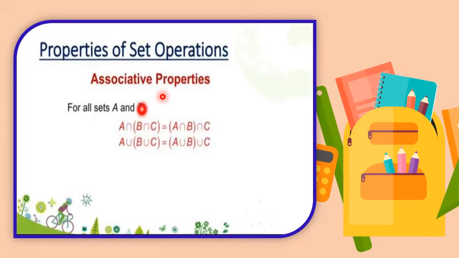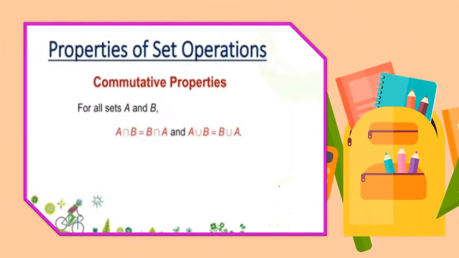Now students, we discussed a few of the properties of set operations. What is the associative property? If we have three sets A, B, C, then the associative property is this, this is for intersection and this is for union. You can see what the associative property is for both union and intersection. Then the commutative property. For two sets A and B, this is the commutative property for intersection and this is the commutative property for union of two sets.